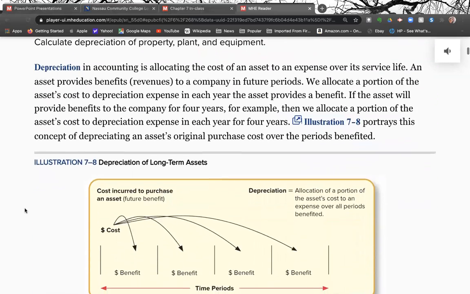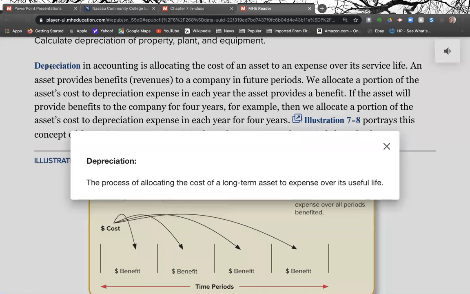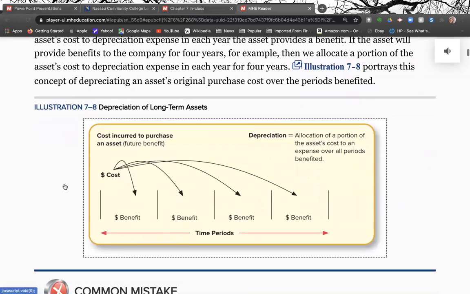That's what depreciation means, right? It's allocating the cost of an asset to expense over its service life. There's the definition. So here they show you, we take the asset, we record it at cost, and then over its life, 1, 2, 3, 4 time periods in this case, we divide that cost up and record depreciation expense during each time period.